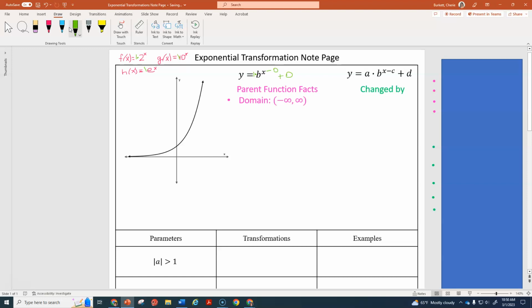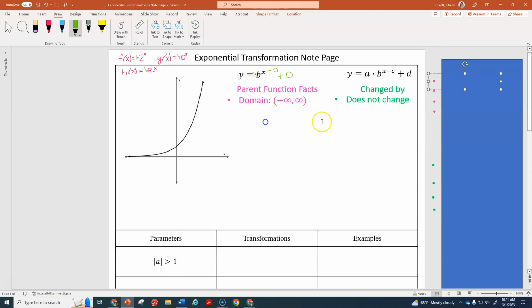These 3 values right here are the parameters that we're going to change to cause transformations. And the parent function still has those parameters. It's just that a is a 1, c is 0, and d is 0. So the domain is always going to be all real numbers. And when we change something about it, whether we change the a, the c, or the d, that does not change your domain. Your domain will always be all real numbers.